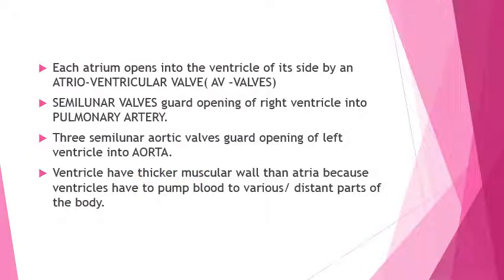Atria are thin walled because they have to pump the blood only to their adjacent ventricle, whereas ventricles are thick walled because they have to pump the blood to the various distant parts of the body. This is a very important question.